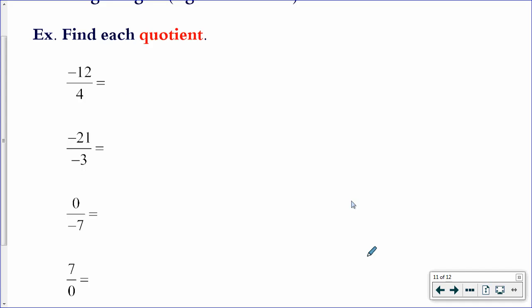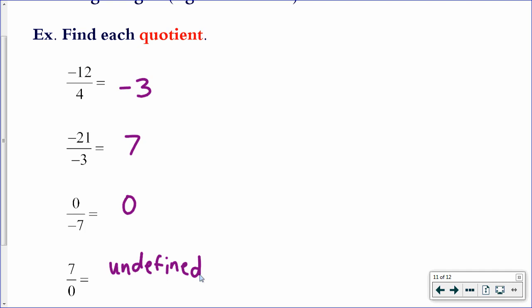So basic rules to practice here. Negative 12 divided by 4. If both are negative, your result will be positive. If the 0 is on top, it's a 0. If the 0 is on bottom, it's undefined. Yes, you should write the entire word undefined. Do not abbreviate it.